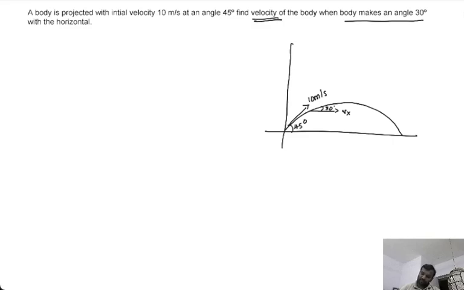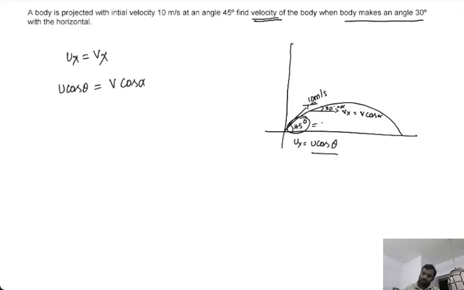First of all, initially the angle is 45 degrees and the velocity is 10 meter per second. So you write ux is equal to u cos theta. Here vx is written as v cos alpha. You know in a projectile motion the horizontal velocity is constant. Then ux is equal to vx, that is, u cos theta is equal to v cos alpha.